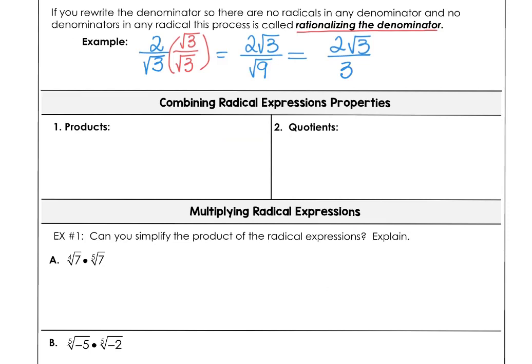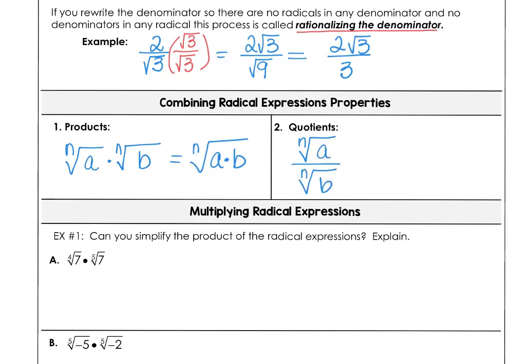Our properties for combining radical expressions: when we have a product, that would look like the nth root of a number times the nth root of a different number, and to combine them with multiplication, that would be the nth root of the product, a times b. And then the quotient rule would be the nth root of a divided by the nth root of b. And we are allowed to combine under the radical a divided by b, and then finally take the nth root when we're finished.